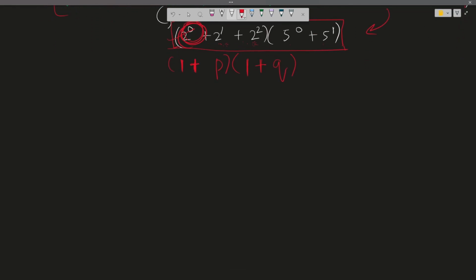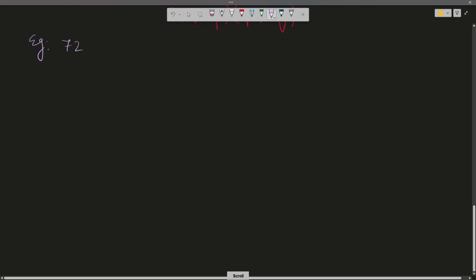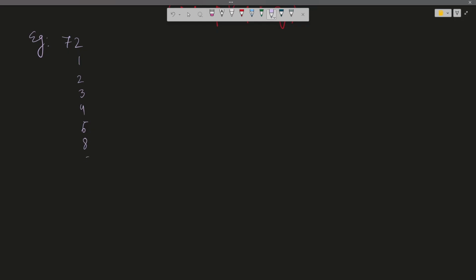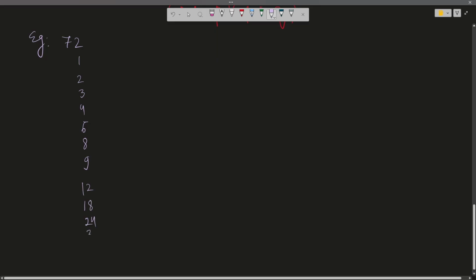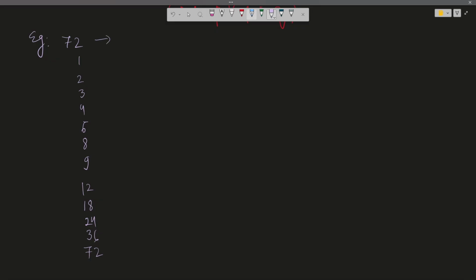Similarly, we can understand with the second case, 72. Now how many factors of 72 are there? So there are factors like 1, 2, 3, 4, 6, 8, 9, 12, 18, 24, 36 and 72. The prime factorization of 72 comes out to be 2 to the power 3 into 3 to the power 2.